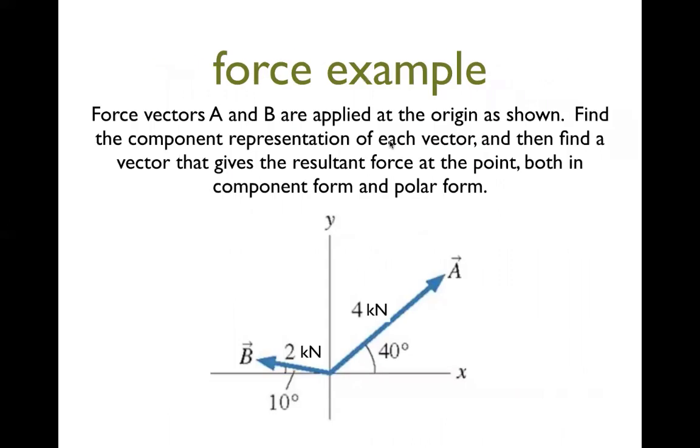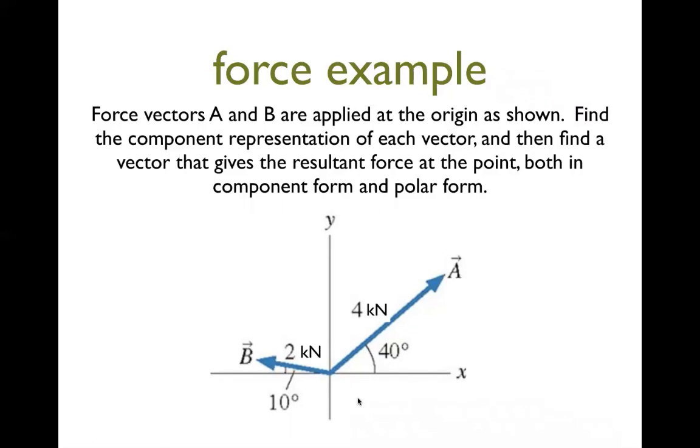So here's an example, a force example. I have two forces that are attached to the origin and pulling with a force of 4 kilonewtons in this direction. That's vector A. Another force vector pulling with 2 kilonewtons in this direction. That's vector B. And I want to find the component versions of these two vectors and also the resultant force at the origin, in both component form and polar form, like we talked about. Okay, so let's do the components of A and B first.